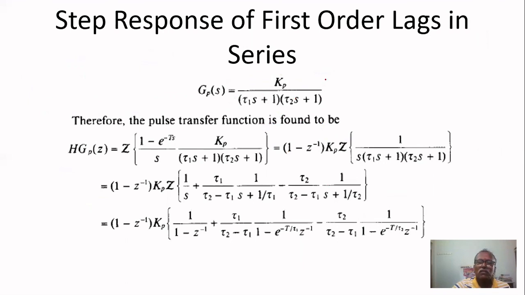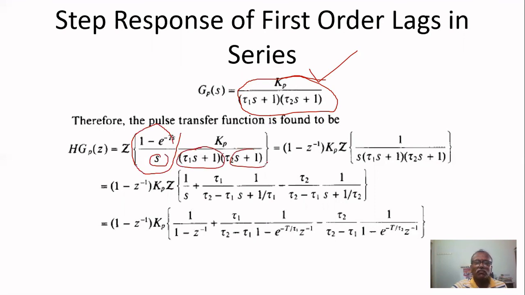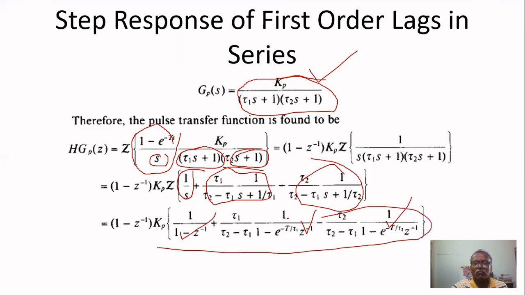If two first order systems are cascaded, then what do you have to do? This is also a continuous time system. That's why you cannot give impulse inputs here. So multiply by the zero order hold. There are 3 factors in the denominator. Do partial fraction, and you will get 3 residue terms. Take the Z transform for each separately. You will get the pulse transfer function for this system.